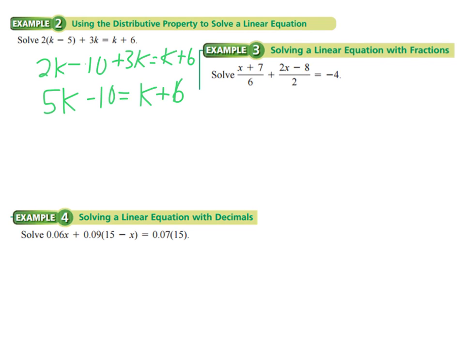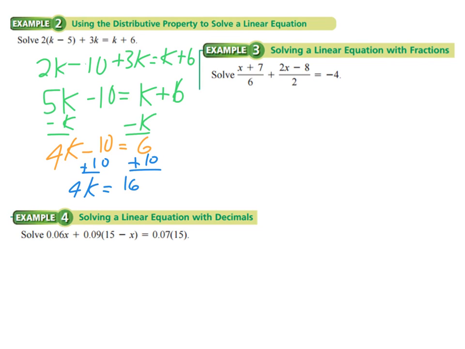Again, like I said on the last one, I do prefer dealing with those variables first, so I will subtract the k. It gives me 4k minus 10 equals 6. I can add the 10 to both sides. It gives me 4k equals 16, so again that will divide nicely for us. We get k equals 4. And again, we can check by plugging that back into the original.